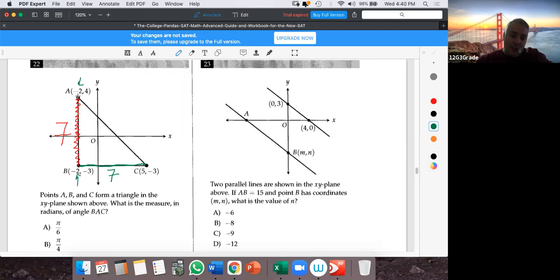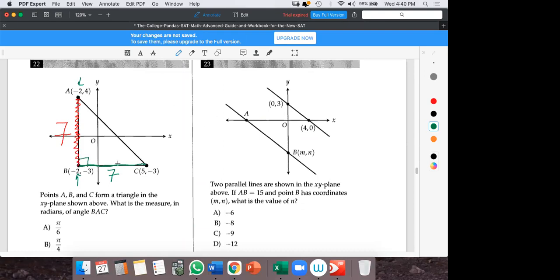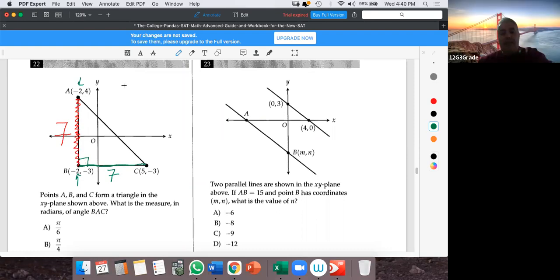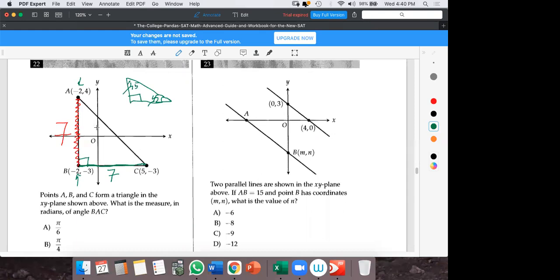And since we go, this is -2, this is also -2. It means that we just go directly down. Is this 90 degrees? Yes, it is. So if this is 90 degrees and two sides are equal to each other, what kind of triangle is this? Is this an isosceles triangle, which means 45 degrees and 45 degrees? Yes.